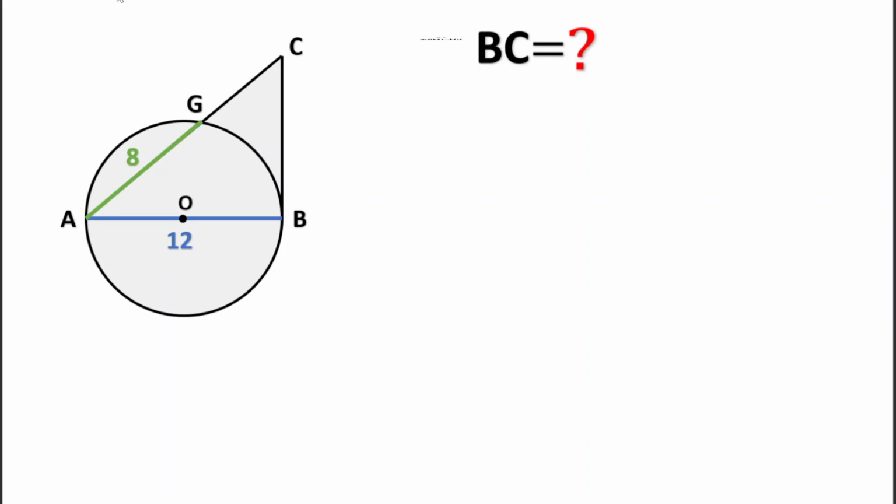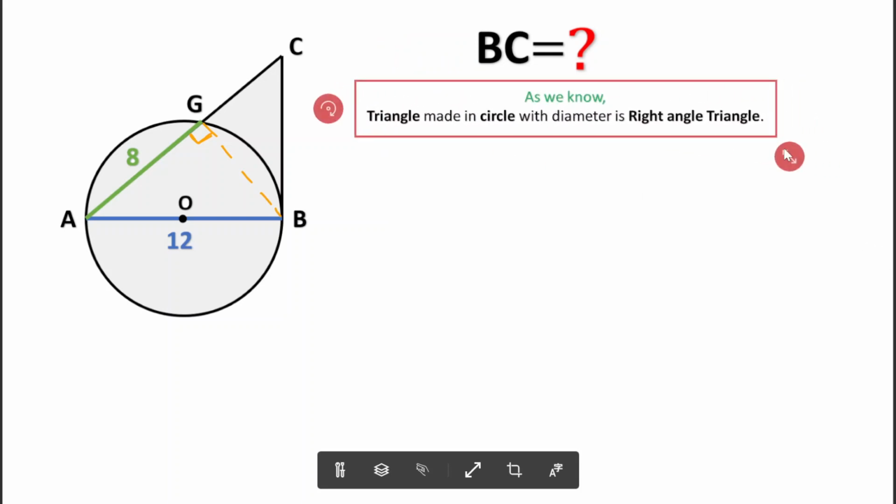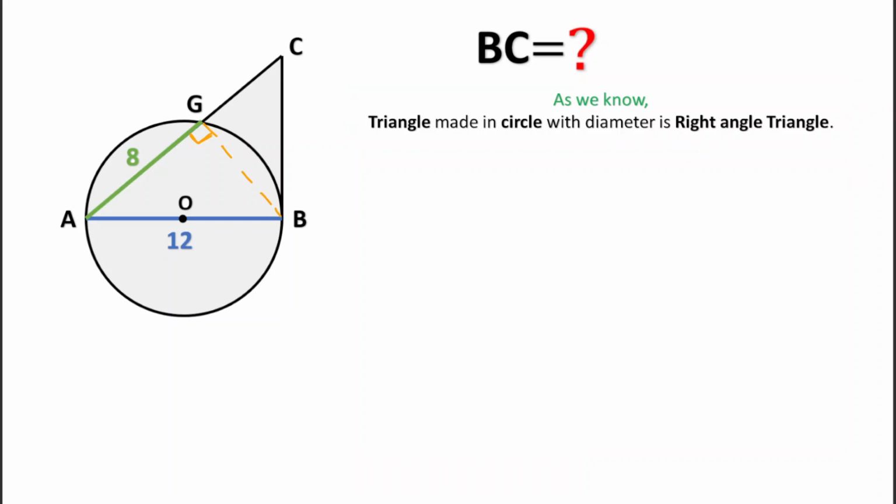To find this, first I will connect G to B. Now we can see that AGB is a triangle, and which type of triangle? This is a right angle triangle. Why? Because a triangle made in a circle with the diameter as a side is always a right angle triangle. So that is why this is a right angle triangle and this is also a right angle triangle.